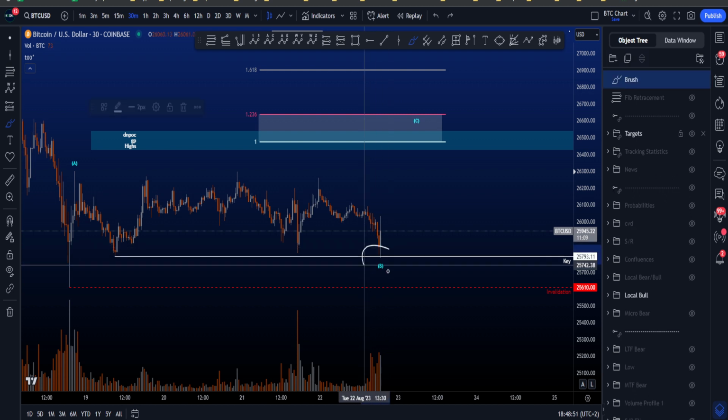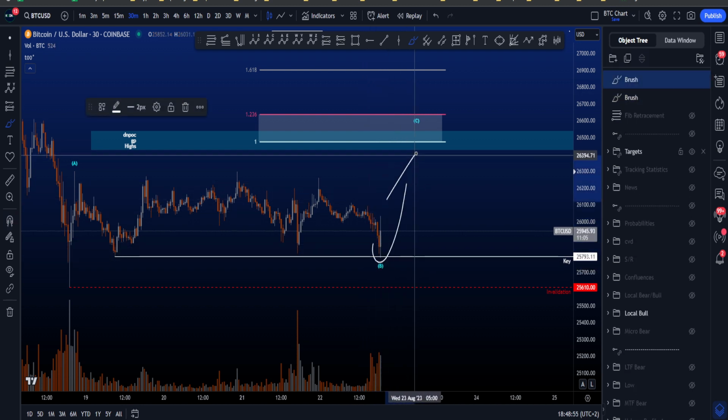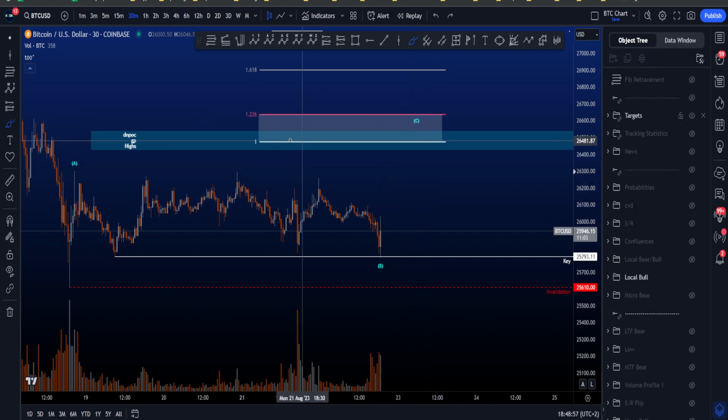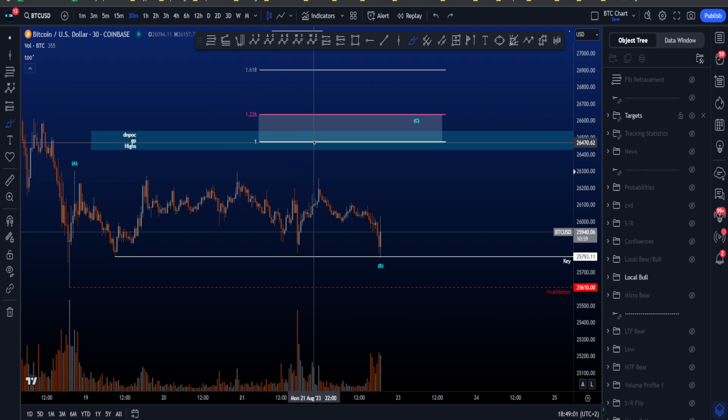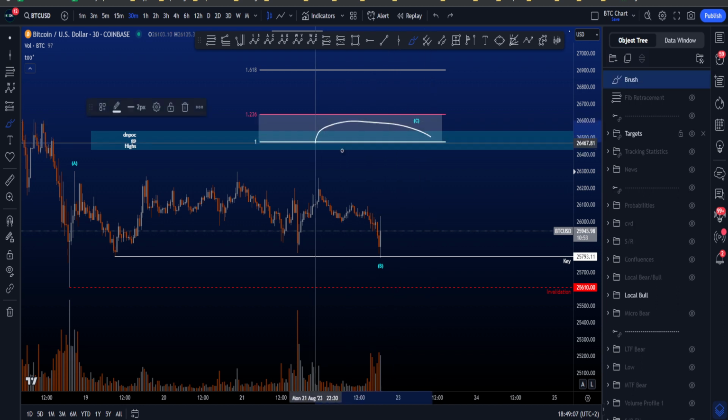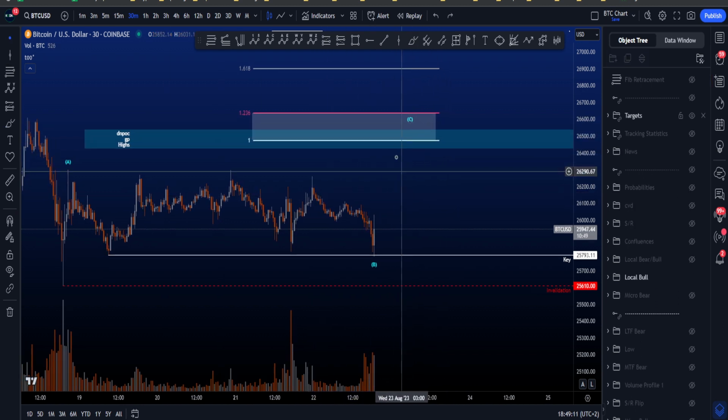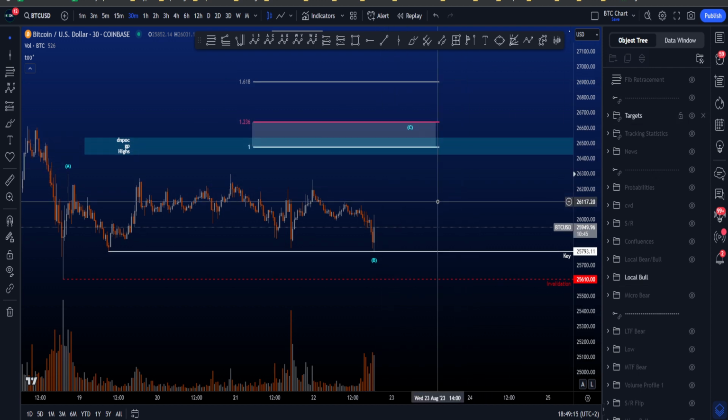And if the reaction is interesting, of course there are multiple factors to look for, then we could potentially look for a wave C to the upside, where now the most common target for a wave C is between the 1 and the 1.236 over here, between 26.470 and 26.6k, which also includes that resistance area over here, which is very nice indeed for then potentially a rejection in this area, depending on the reaction that we get.